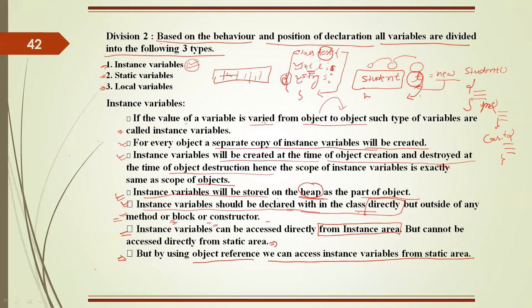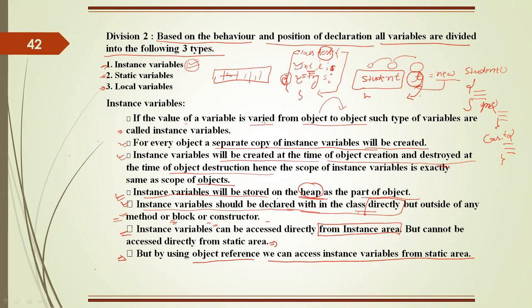What is this point? First point is instance variable varies from object to object. A separate copy will be created for each object. When will an instance variable be created? At the time of constructor calling, at the time of object creation. And where is an instance variable stored? In the heap as part of the object.